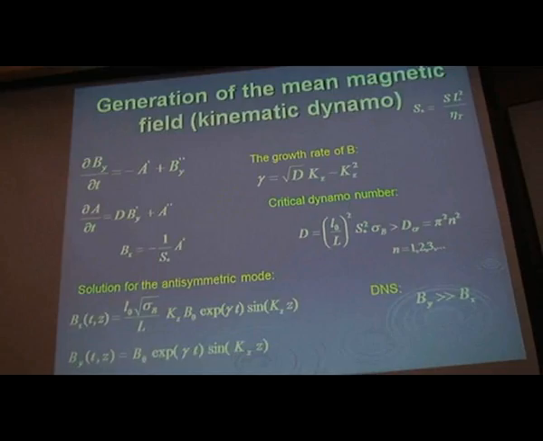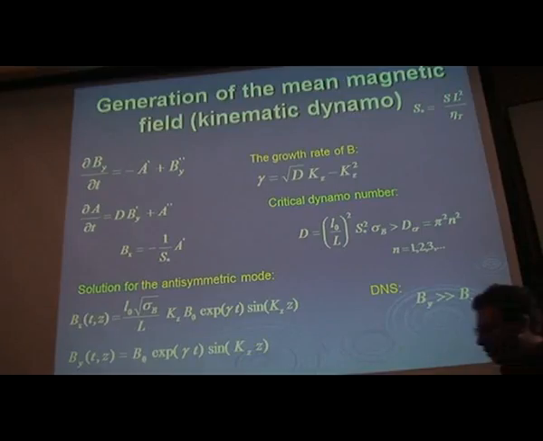Okay, when we included uniform rotation in the system, then with a shear there is generation of large-scale magnetic field in this system, and there is no generation of vorticity. We considered this problem, and we found that there is no generation of vorticity.